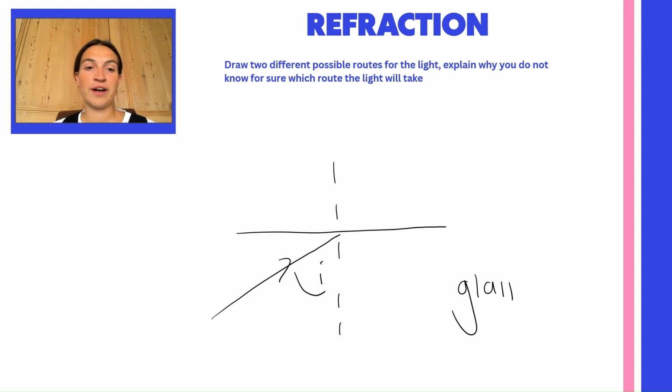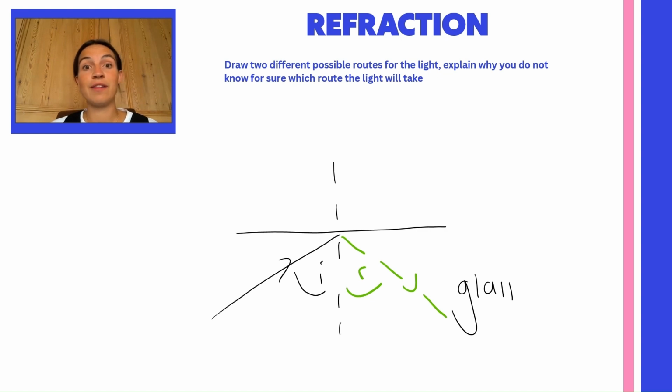Okay, now I've got a refraction question and I'm asked to draw 2 possible routes for the light and explain why I don't know which route the light will take. Well, this could either be an example of total internal reflection, or it could be an example of normal refraction. So if it were total internal reflection, then I would get this angle of reflection here, okay, which is equal to that angle of incidence. And remember that that would happen if that angle of incidence was above the critical angle. But I don't know that for sure.